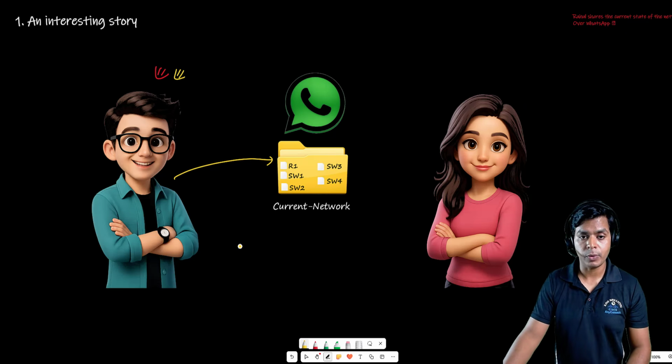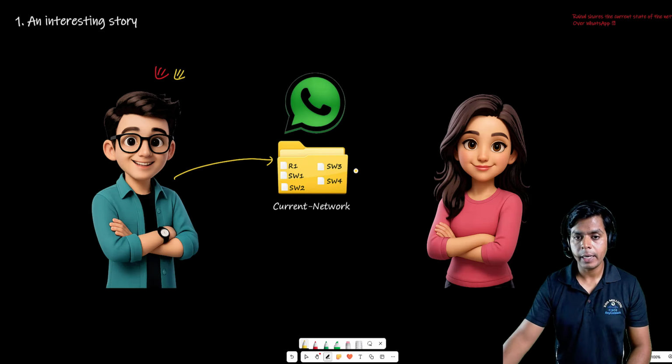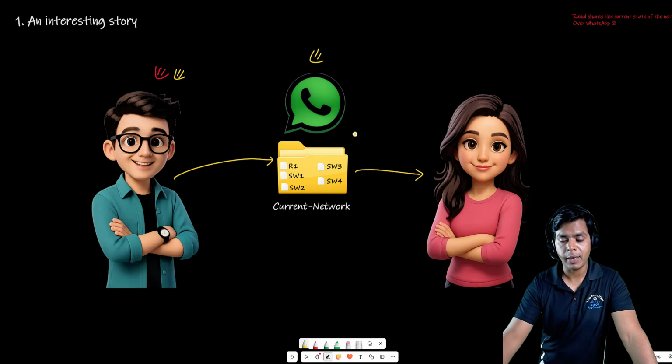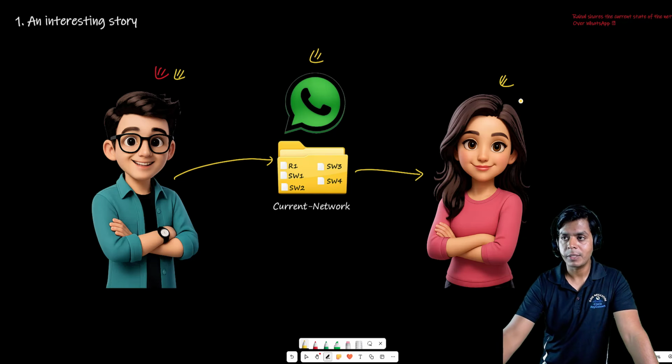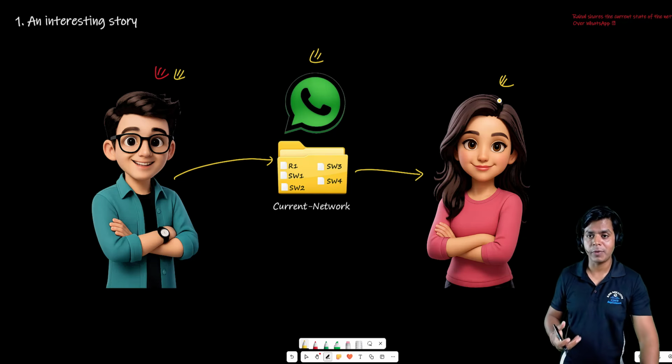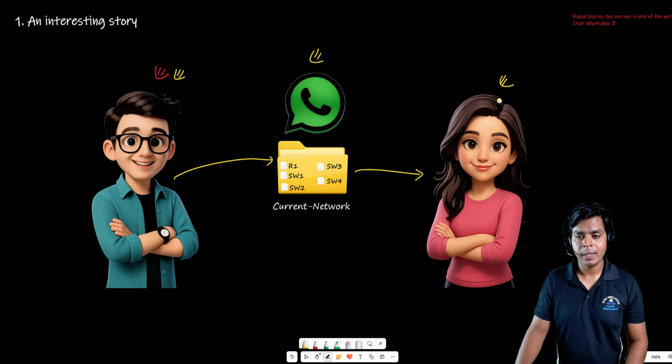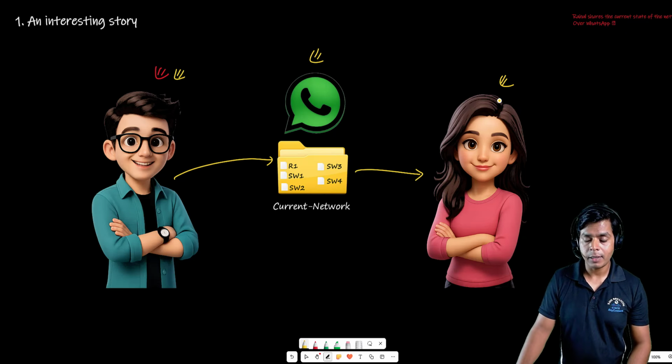Finally, he got to know what the current network folder is, and he sent this folder to Miss Anjali over WhatsApp. And when he sent the files over WhatsApp, Anjali knew that there is no system in this company. If somebody is sending the configuration over WhatsApp, it's a problem, right? And Anjali asks what this folder is all about.